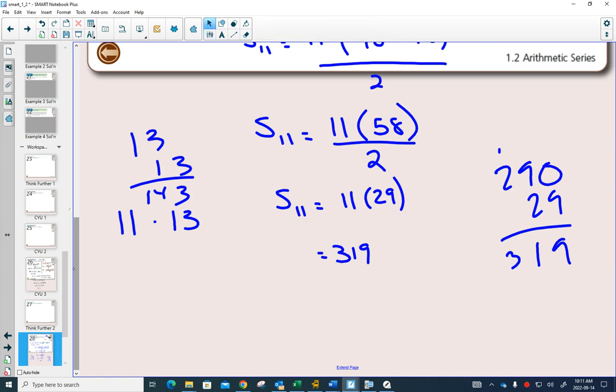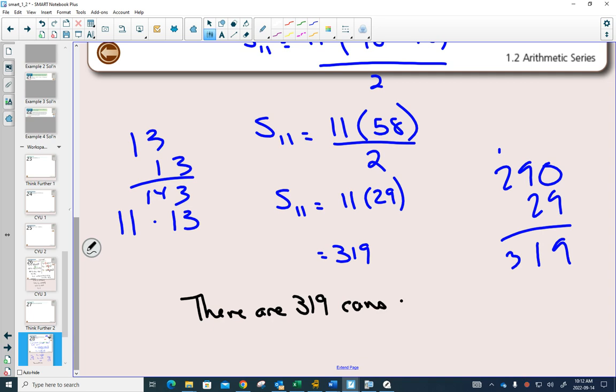So we get our sum is 319. Okay, this is a word problem, so you should have a statement. There are 319 cans in total. And questions for this one are 8, 9, and 13.